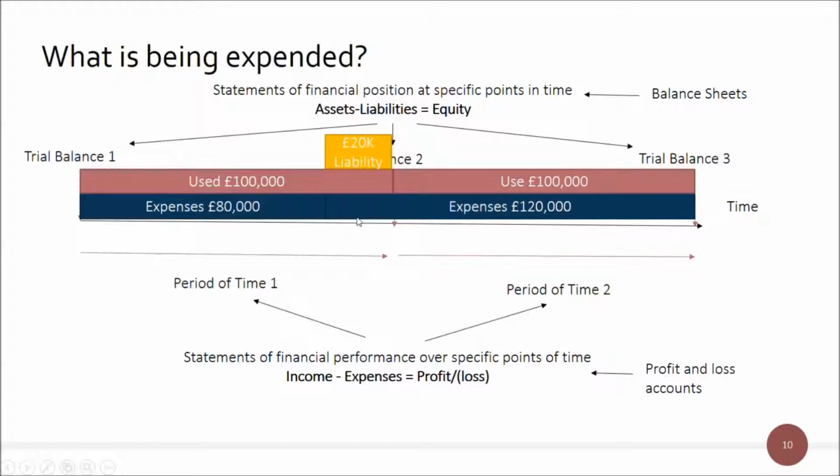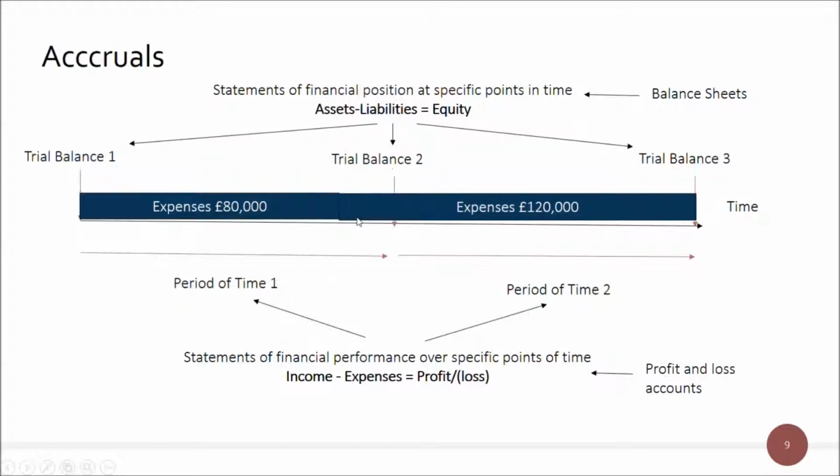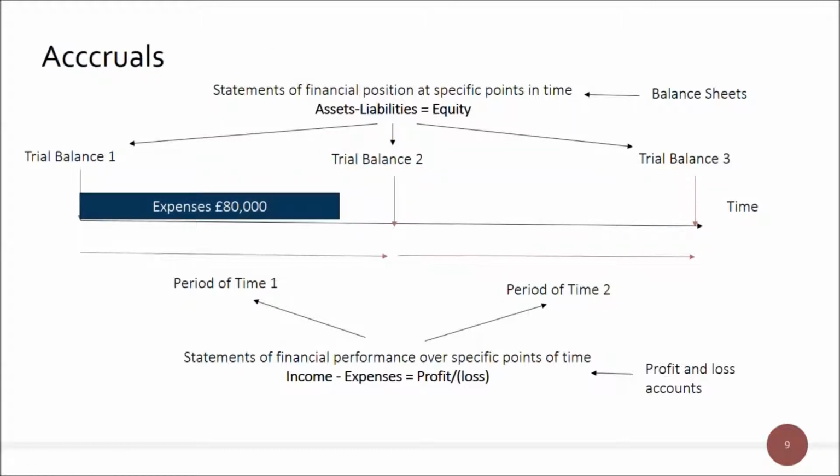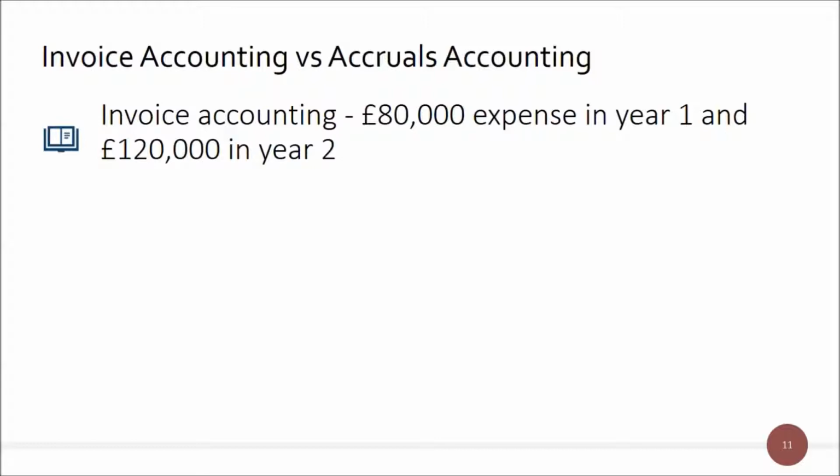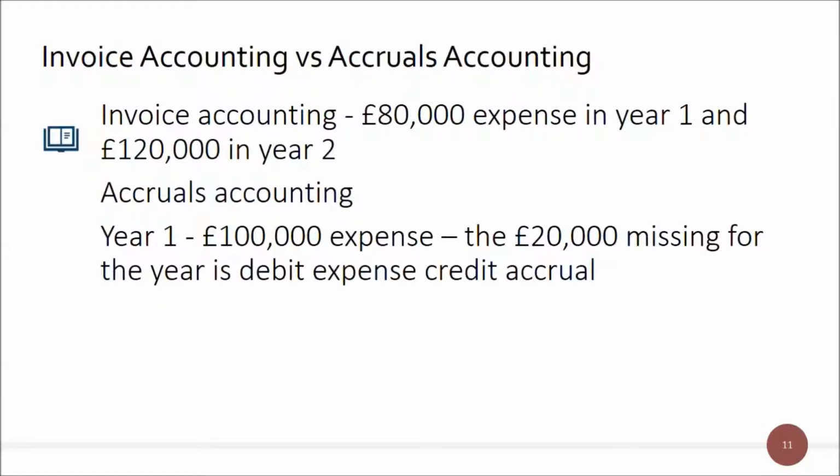So what we now have is this gap here, this £20,000 gap, which is actually a liability that we're just waiting for invoices for. So what happens? In invoice accounting we would have £80,000 worth of expense in the first year, £120,000 in the second year. In accruals accounting, we have the £100,000 of expense in the first year, because what we do is we go and credit an accrual. So we credit a liability in the balance sheet, and we debit the expense.